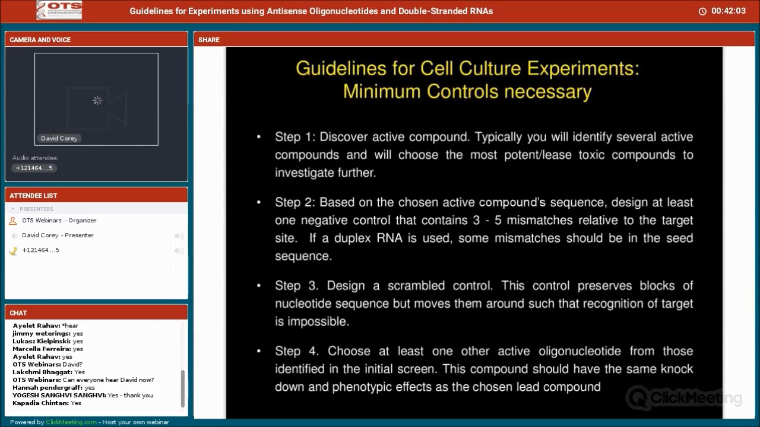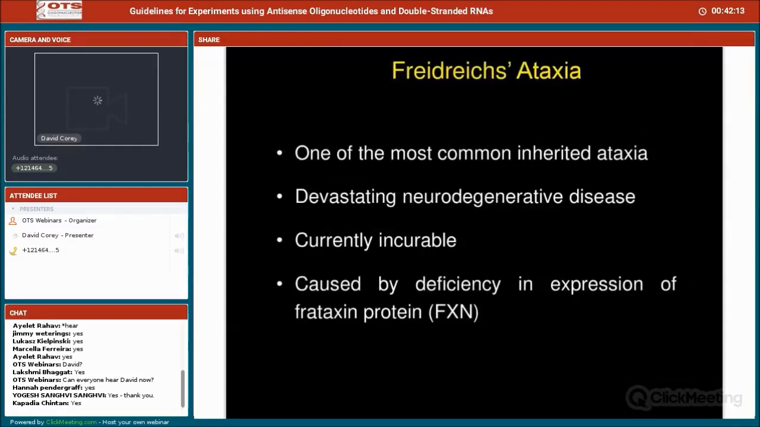So what you're looking for at the end of the day is that this compound should have the same ability to knock down the target and produce the same phenotypic effects as the chosen lead compound. Okay, let me just give you an example from my own laboratory of how we approached using these controls for a challenging problem. This involves a disease called Friedreich's ataxia.